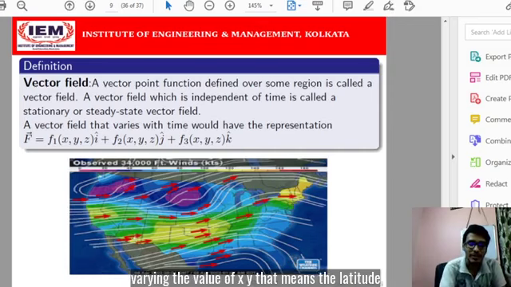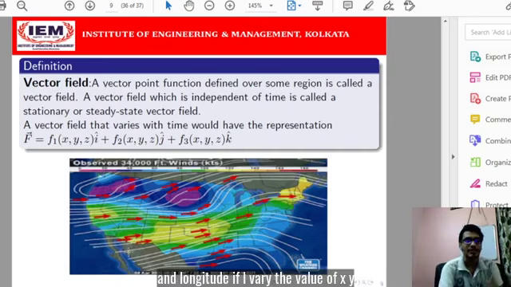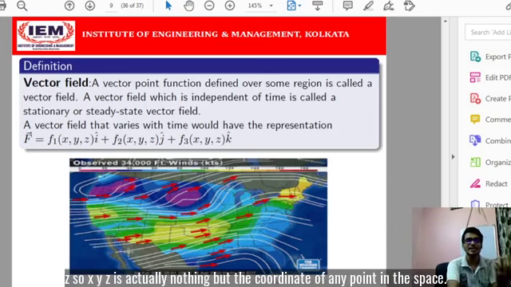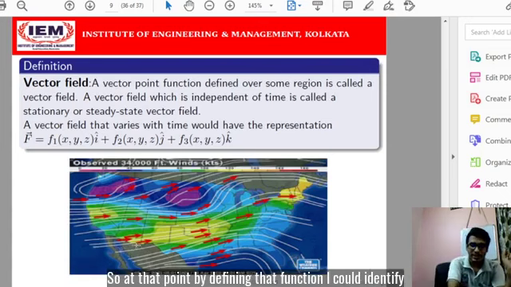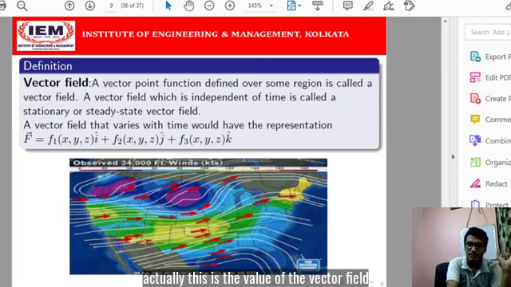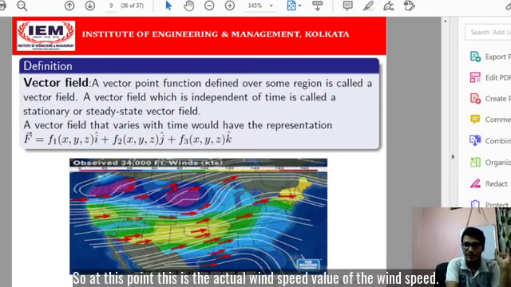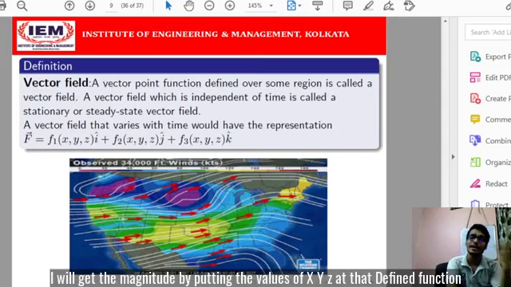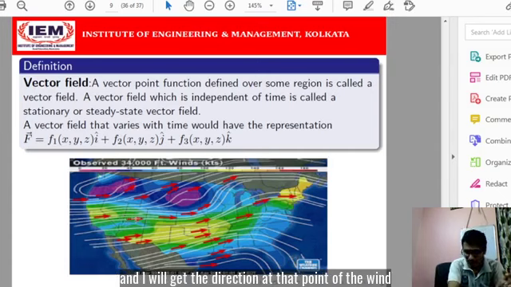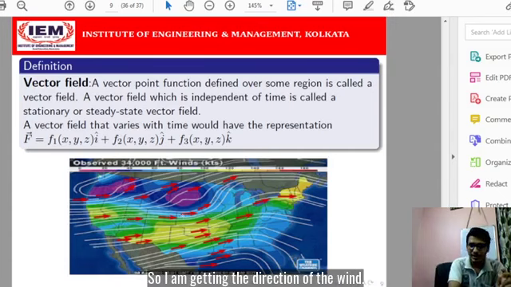That means I am varying the value of x, y, the latitude and longitude. If I vary the value of x, y, z, which is nothing but the coordinate of any point in space, then at that point, by defining that function, I can identify the value of the vector field that identifies the wind speed. At this point, this is the actual wind speed. I will get the magnitude by putting the values of x, y, z into the defined function, and I will get the direction of the wind at that point.